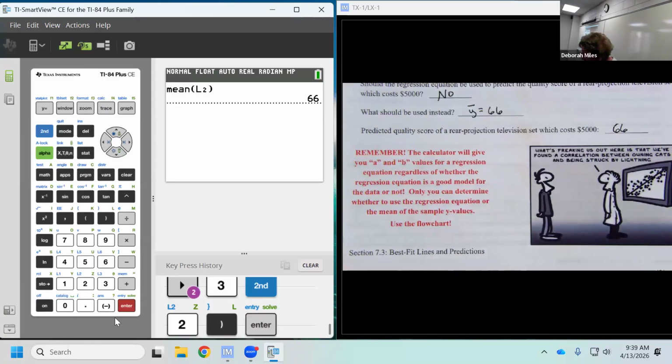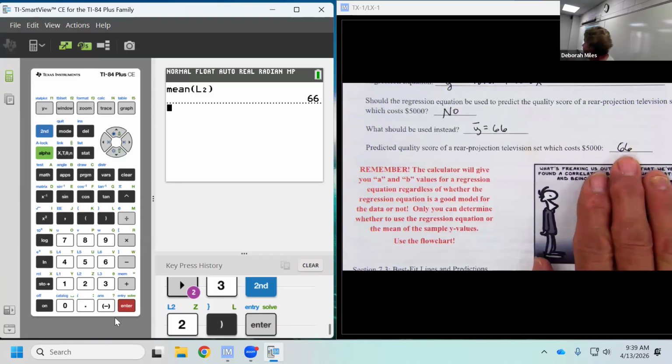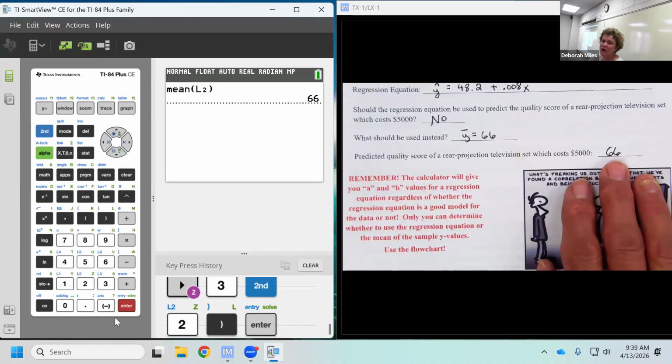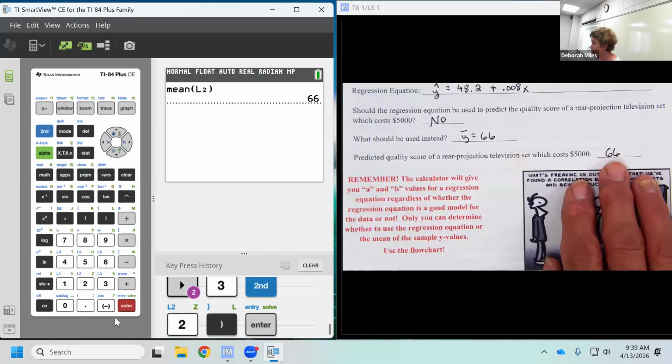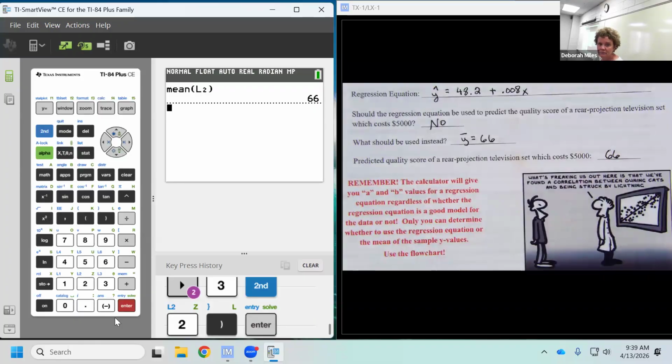It's weird to me that they give an answer there. 66 is the best prediction we can make, when we already know it's probably not a very good prediction. It's the best we can make, but it's not very good.